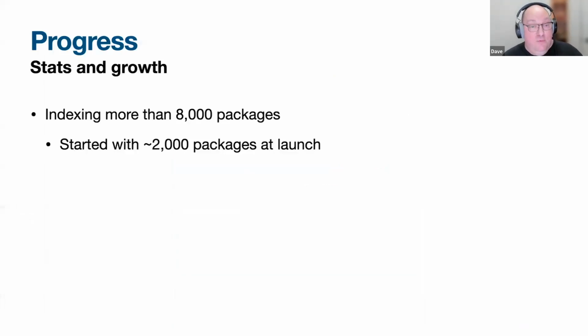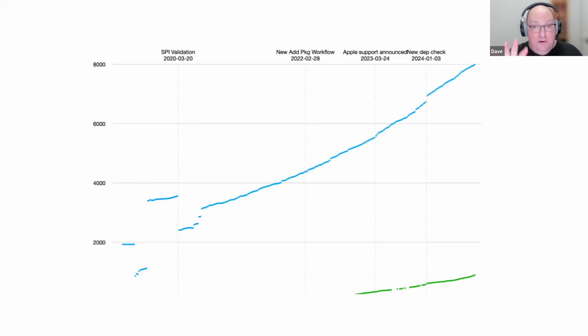We are now indexing more than 8,000 packages. We started with about 2,000 at the launch, and this is a graph of package growth over time. You can see it's got some odd little ups and downs, because we've been quite careful to make sure that we have a good set of packages that are actually intended to be used by other people. So we started with a list of about 2,000 packages, but after that it drops a little bit. What we did was filter out some packages that were technically valid packages, but probably were not intended for other people to use.